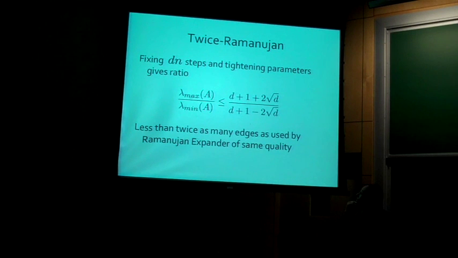The reason this is twice Ramanujan, if anyone is good enough to remember the formula I had for the ratio of the eigenvalues of the Ramanujan graphs, this expression is actually slightly lower than that. So you might think I'm getting something better than Ramanujan graphs. We're not. The reason is we have twice as many edges. I have d times n edges, and a d-regular Ramanujan graph has d times n divided by 2 edges. So we have at most twice as many edges as you would have for the Ramanujan graph.